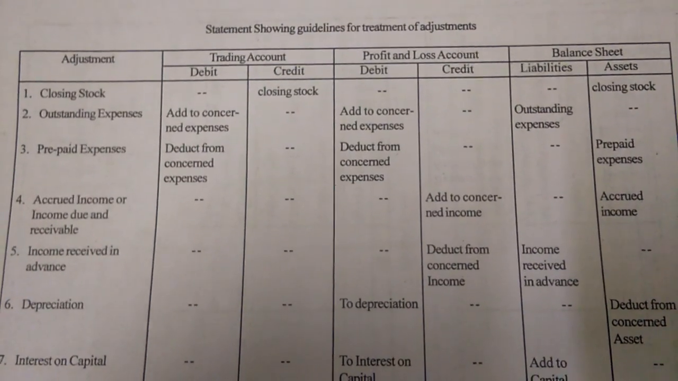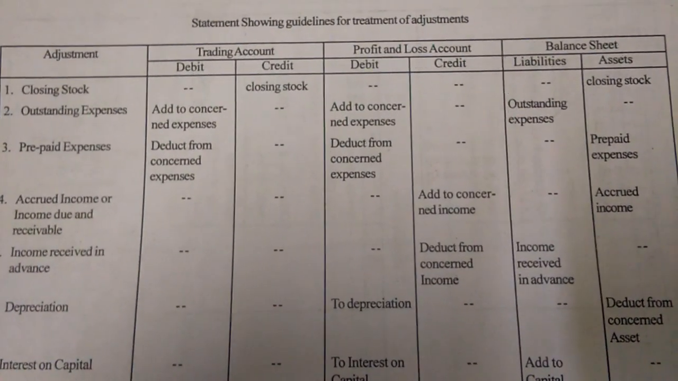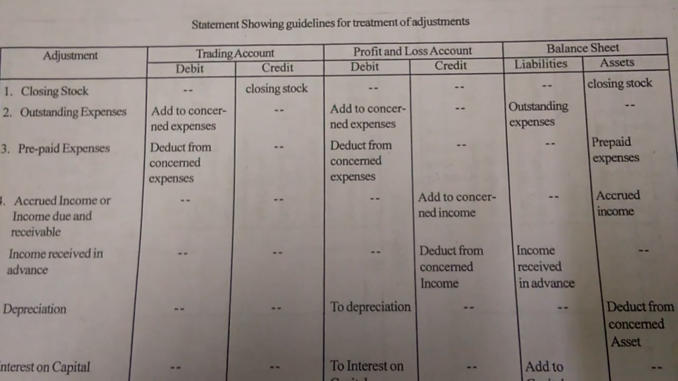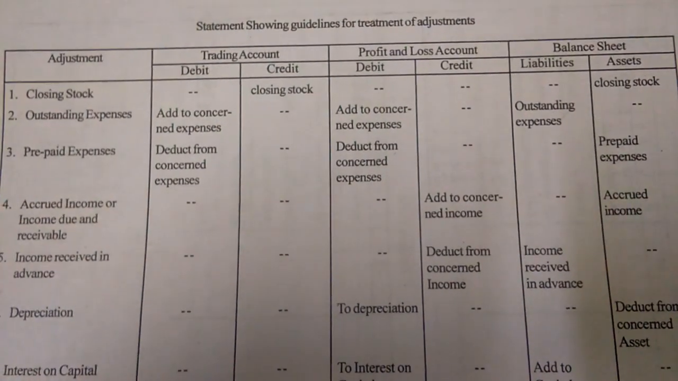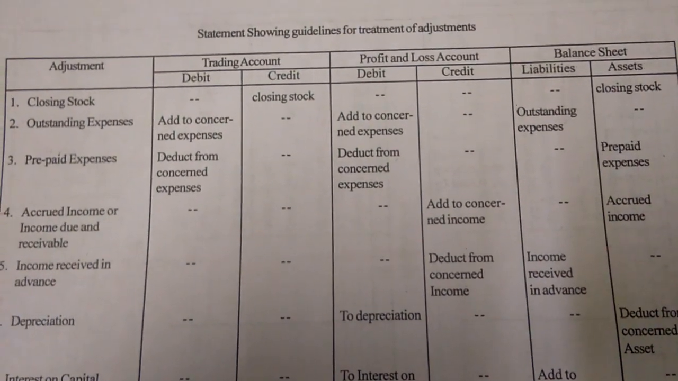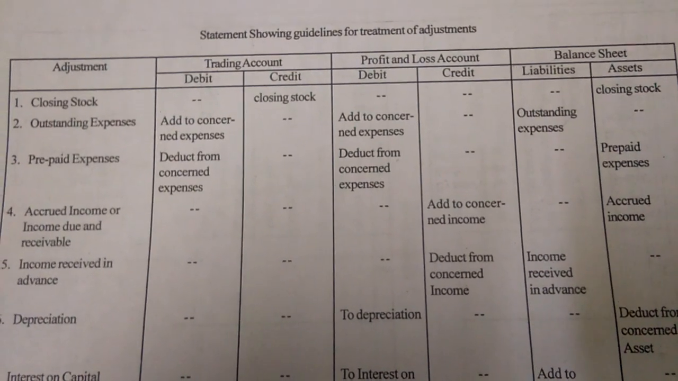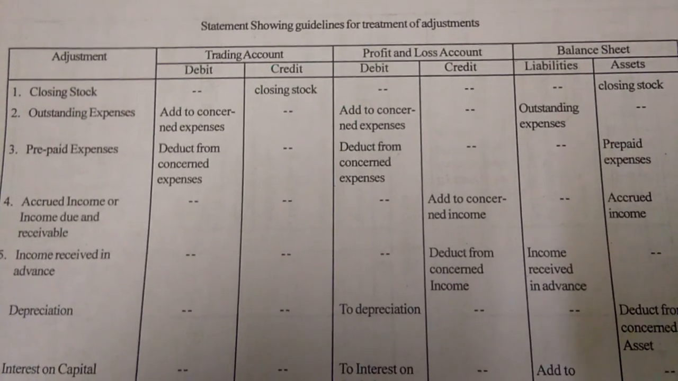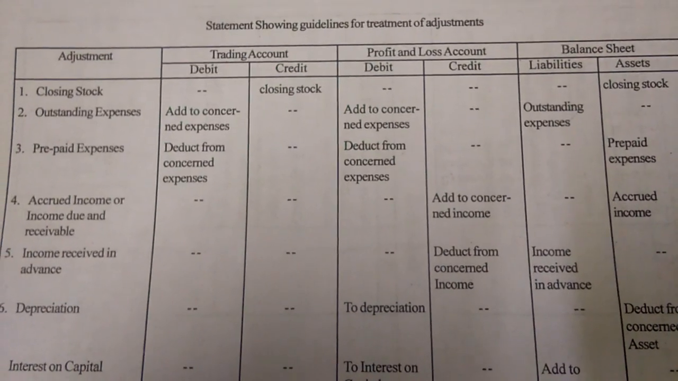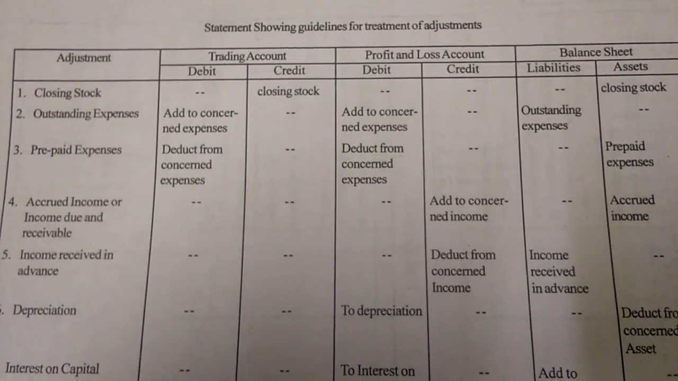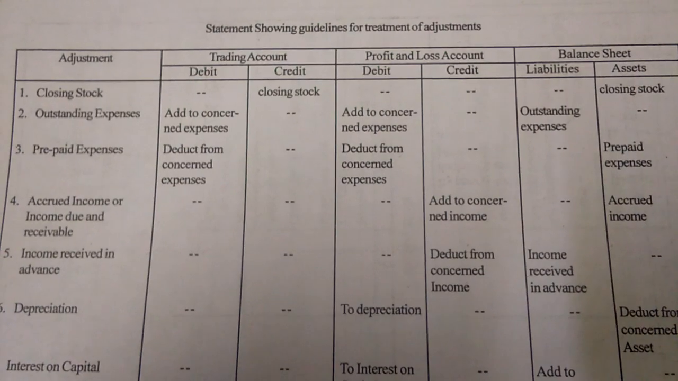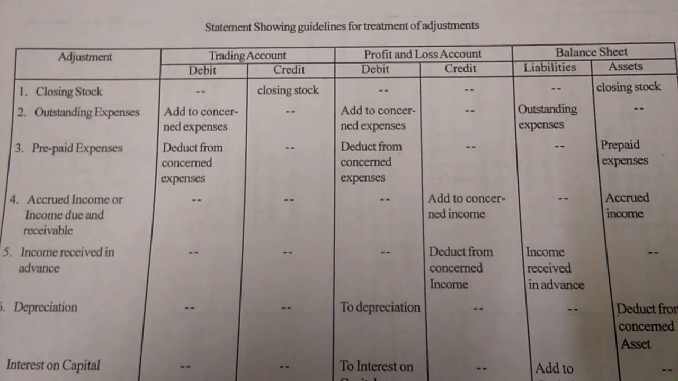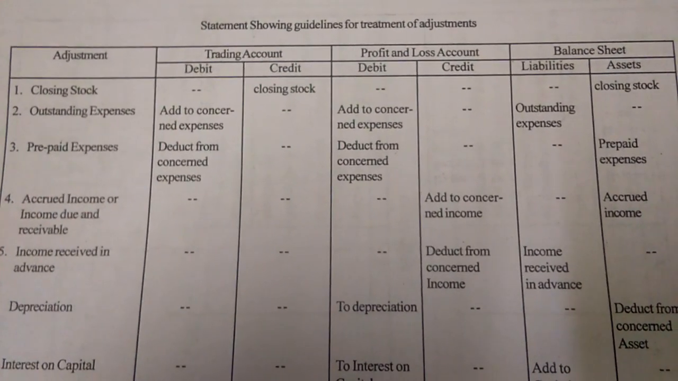Hi viewers, in this video we are presenting financial accounting adjustments for JO aspirants. These adjustments are definitely utilized for getting 1 or 2 marks in the JO examination.